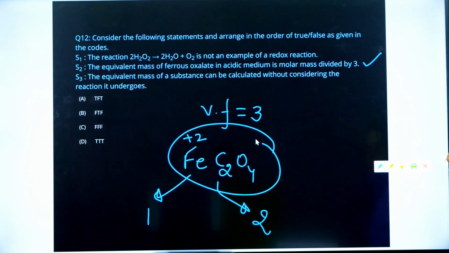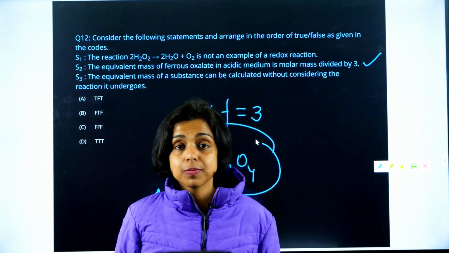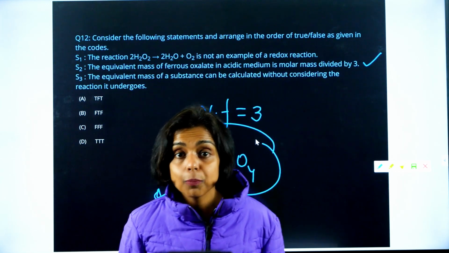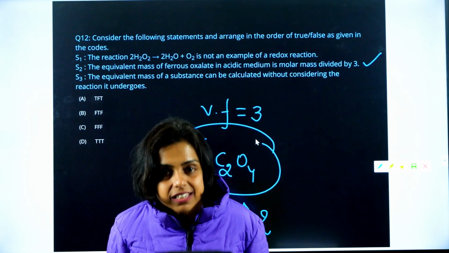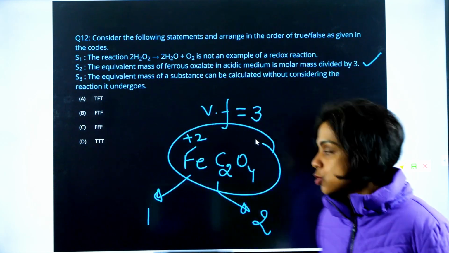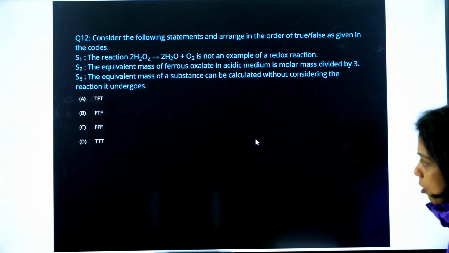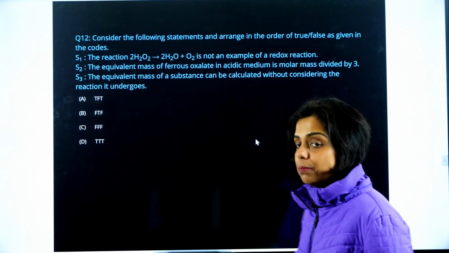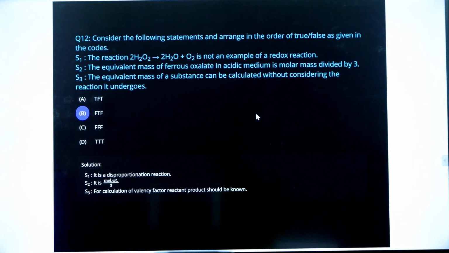The equivalent mass of a substance can be calculated without considering the reaction it undergoes. You all know the equivalent mass of substances can vary depending upon the number of electrons gained or lost, the charge, everything, right? So S3 is also a false statement. So the first statement is false, the second is true, the third is false. So we'll mark our answer as B. False, true, false, right? So B should be the answer that we should mark here.